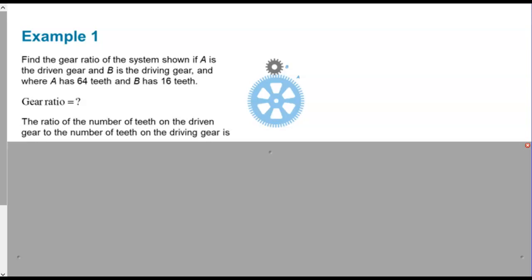So this problem says, find the gear ratio of a system shown if A is the driven gear and B is the driving gear, and whereas A has 64 teeth and B has 16 teeth. So it's looking for the gear ratio.